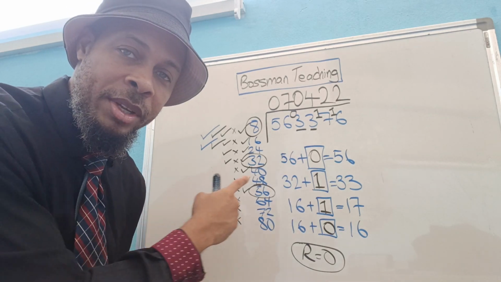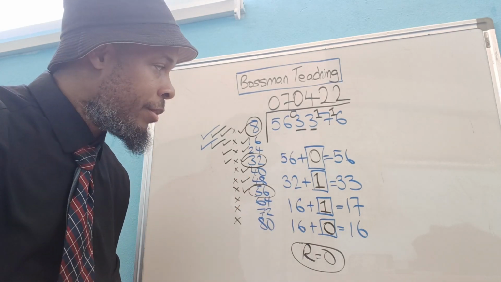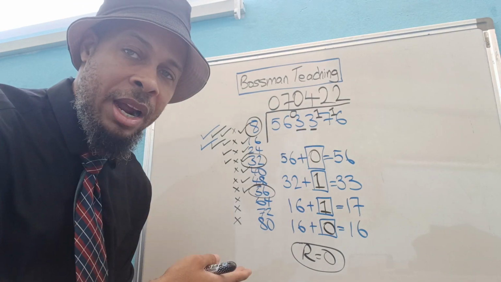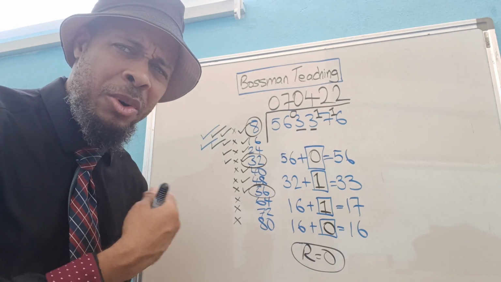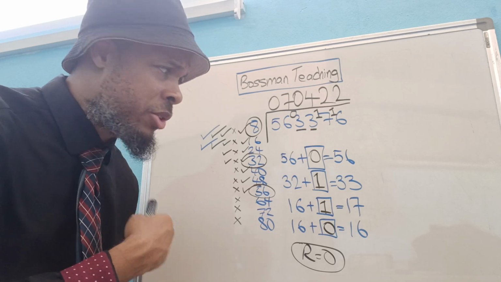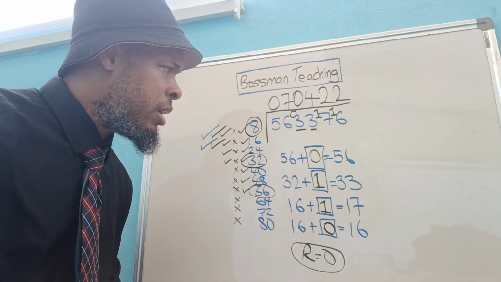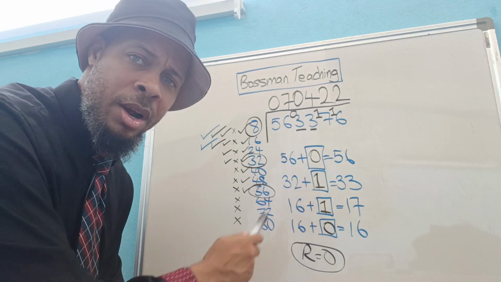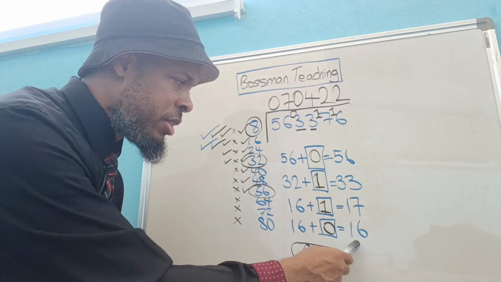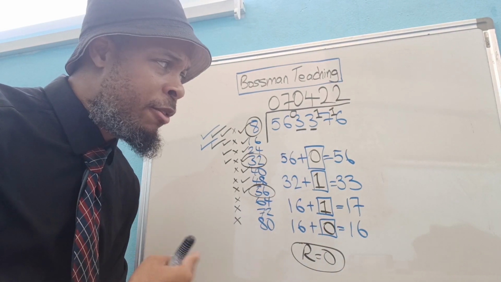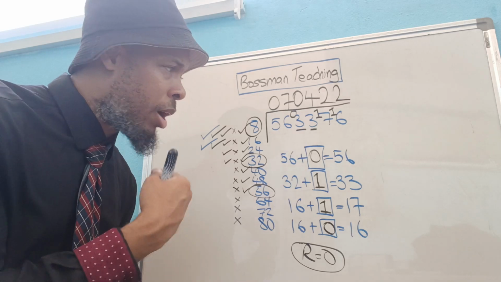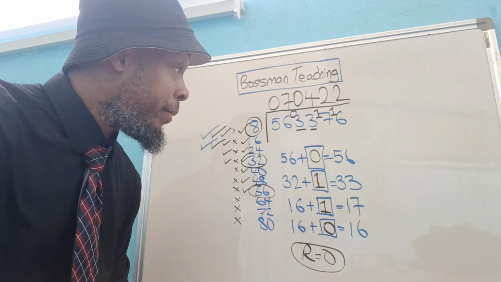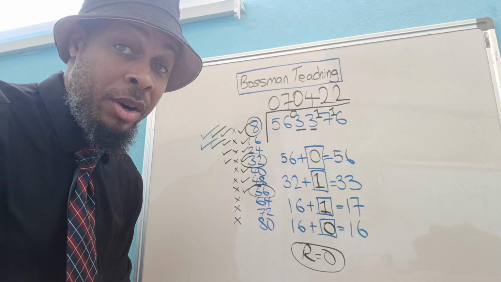I never thought of doing it like this before. What I like is that it gives you a lot of clarity, and it kind of holds you accountable each time you have to do a subtraction, right? 56 minus 56 is 0, 33 minus 32 is 1, 17 minus 16 is 1, 16 minus 16 is 0. So even when you get more complicated ones than this, it's going to work. It is going to work every single time.